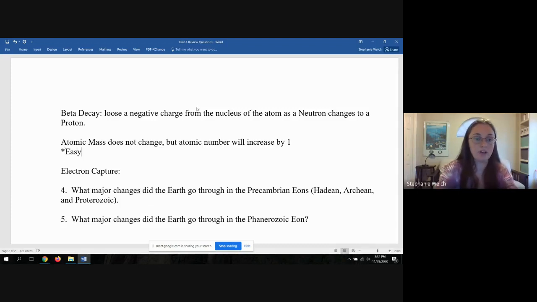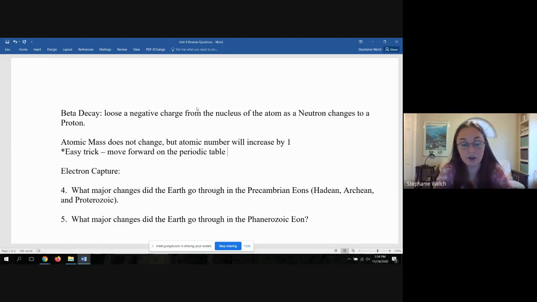So here's my easy trick. If you move forward on the periodic table, so towards the right or from one row down to the next row, if your atomic number is what's increasing, then it has to be beta decay. If you move forward on the periodic table, it has to be beta decay.